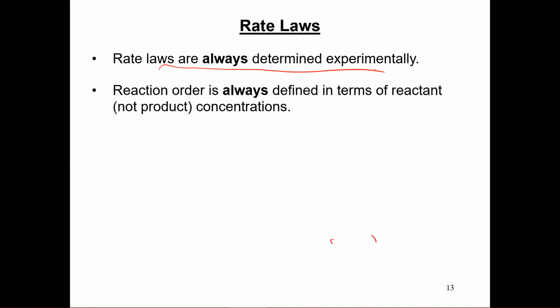Reaction order is always defined in terms of the reactant, not the product concentrations. So the key thing to understand about the nature of the reactants is they have to collide. They have to collide together to react and then form a certain form.